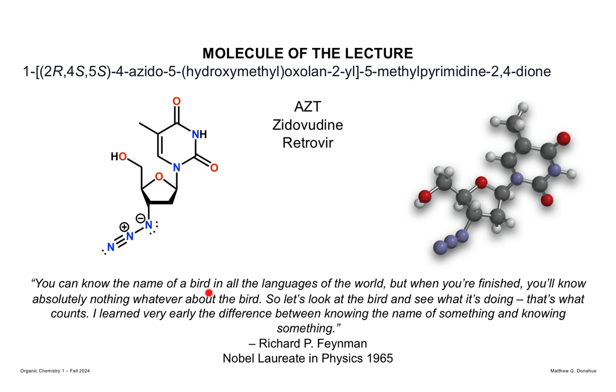You can know the name of a bird in all the languages of the world, but when you're finished, you'll know absolutely nothing whatever about the bird. So let's look at the bird and see what it's doing. That's what counts. I learned very early the difference between knowing the name of something and knowing something. So we know the name, that's the structure. But let's ask more questions about this so that we can down the road understand why this collection of elements and bonds in this molecule has this biological activity that's dispensed in the form of a pill that people take and help them lead healthier lives.